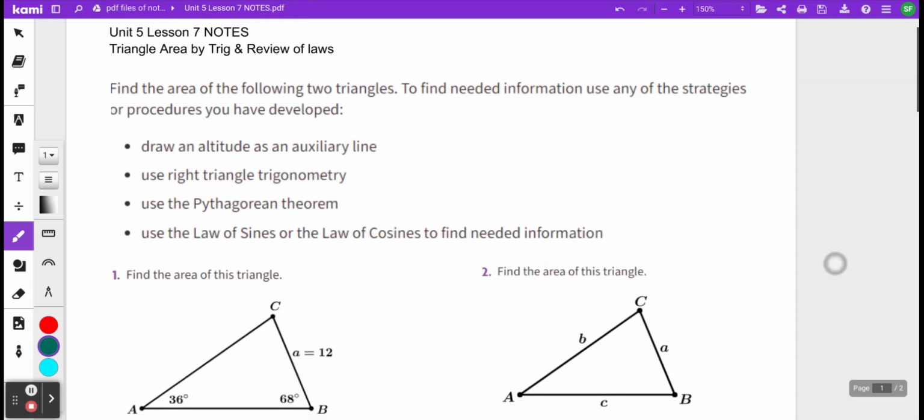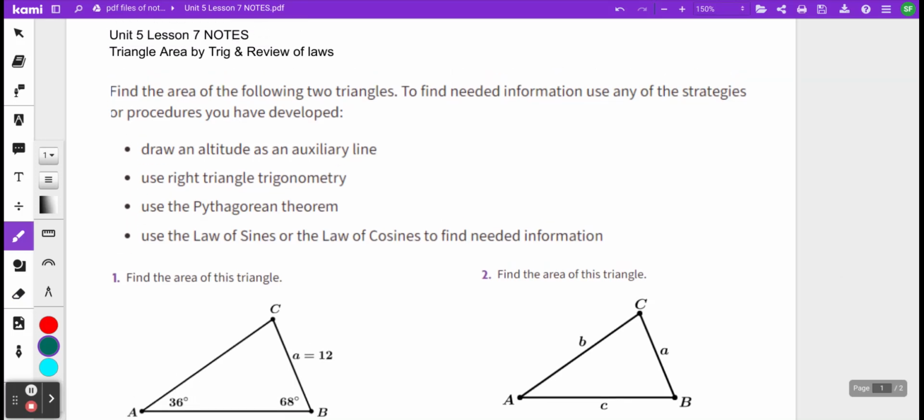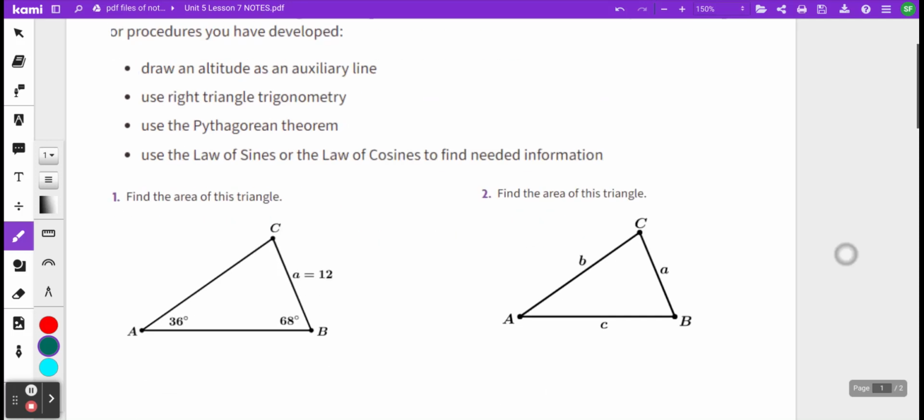Okay, so today we're going to be going over Unit 5, Lesson 7 notes. This is triangle area by trig, and we're actually reviewing a few of our laws, so law of sine and law of cosine. So in the past, we've done different ways to find areas. We could draw an altitude line down to make it a right angle, we could use right triangle trigonometry, we could use Pythagorean theorem, and we can also use law of cosines and sines.